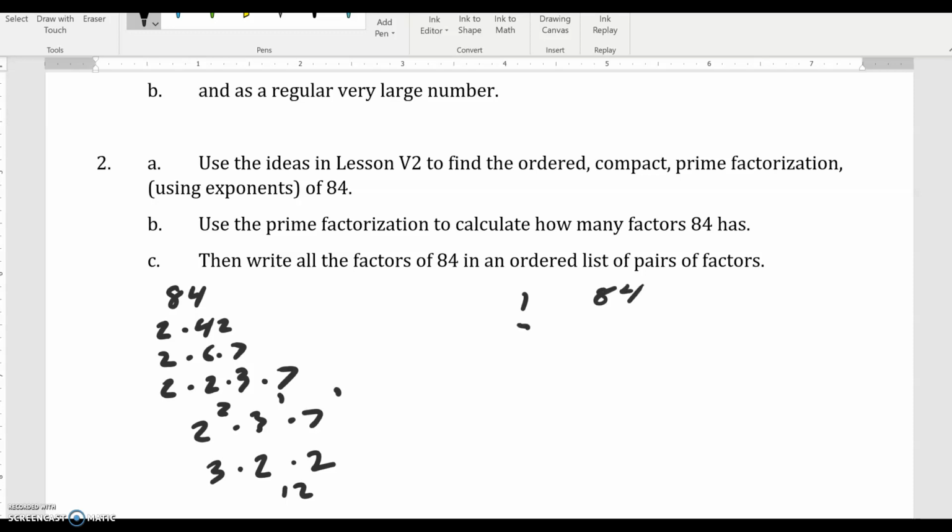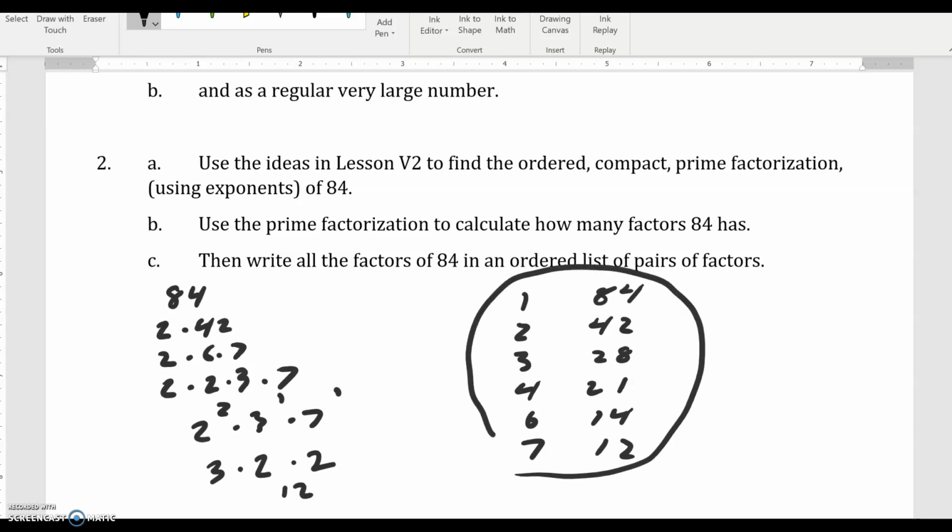Let's try to list them. 1 and 84, 2 and 42, 3 and 28, 4 and 21, 6 and 14, and maybe 7 and 12, and that looks like 12 of them, so I know I'm done. Those are the 12 factors that are predicted by the counting principle. Kind of neat.